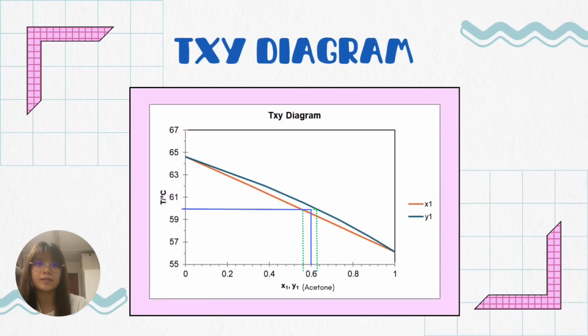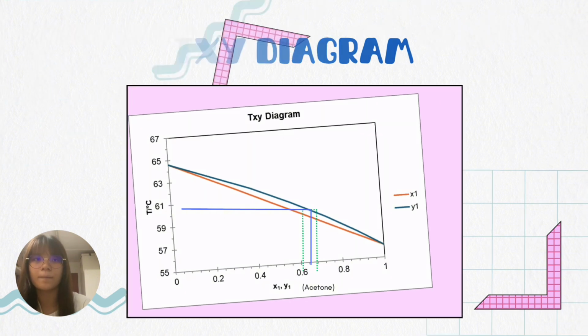The next diagram is the T versus XY diagram at a constant pressure of 70 kilopascals. We can use the vapor-liquid equilibrium graph to identify the vapor and liquid compositions, which are X1 and Y1, at the outlet of the flash column. By plotting the point at 50 degrees Celsius and 0.6 composition, we can find that the acetone is in equilibrium in this condition, and by extending the line to the vapor and liquid lines, we can also get X1 and Y1.